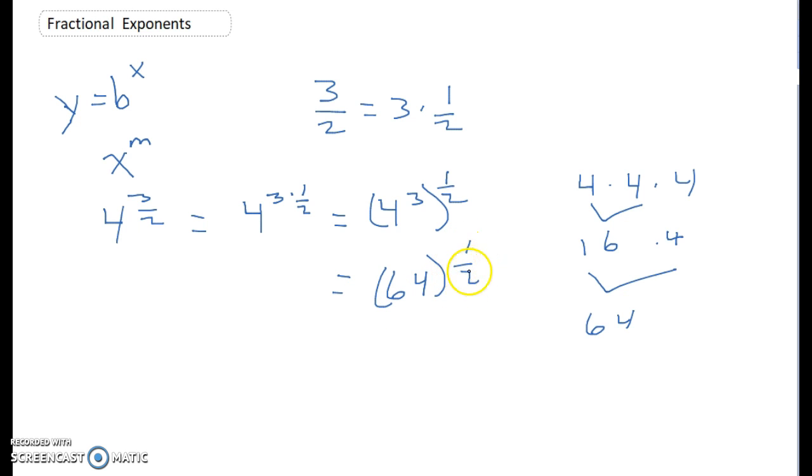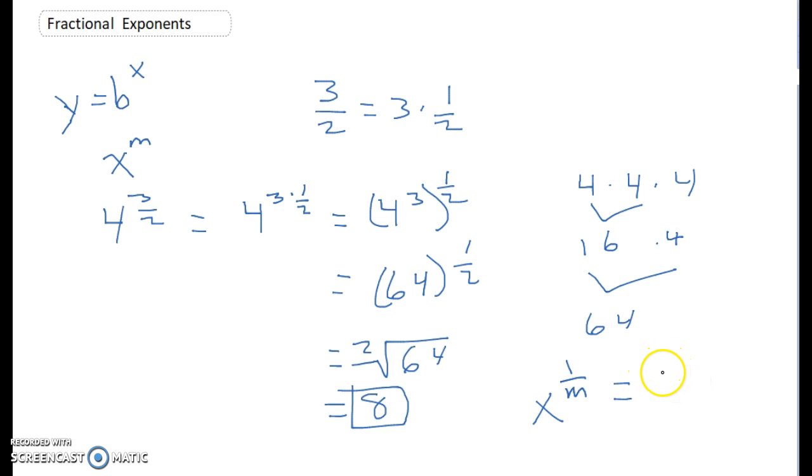And what this does, when you have the 1 half or 1 third, that means you take the nth root of that. So because I have the 1 half, I'm going to take the second root, or just the square root. So you don't have to write that 2 there, I'm just doing it to emphasize it. So the square root of 64 is 8. So that's one thing to keep in mind: if you have x to the 1 over m, you can rewrite this as the m root of x.